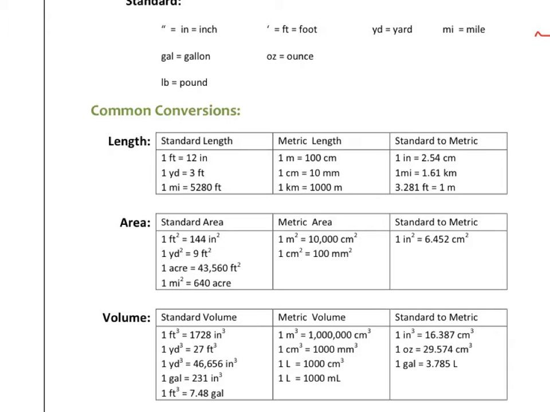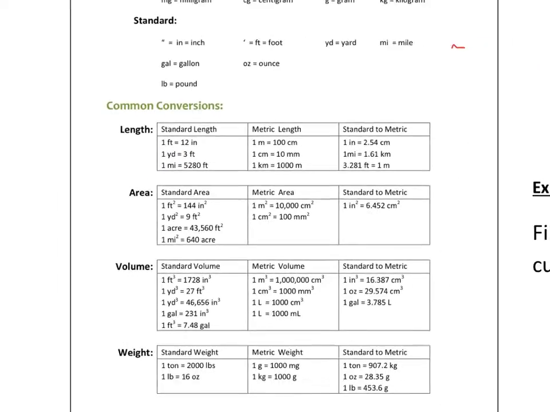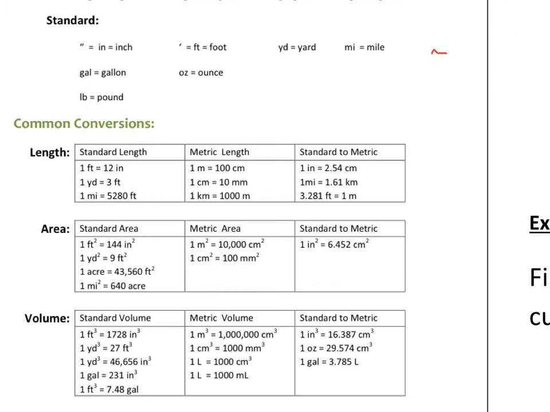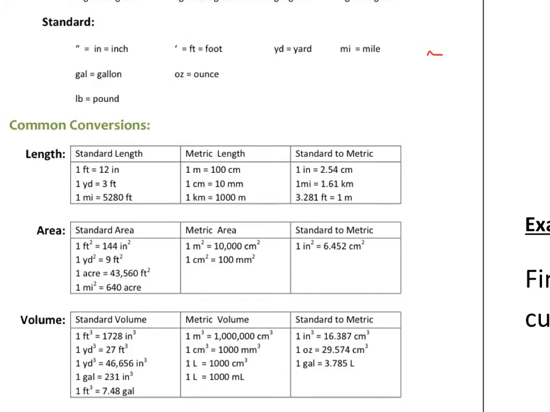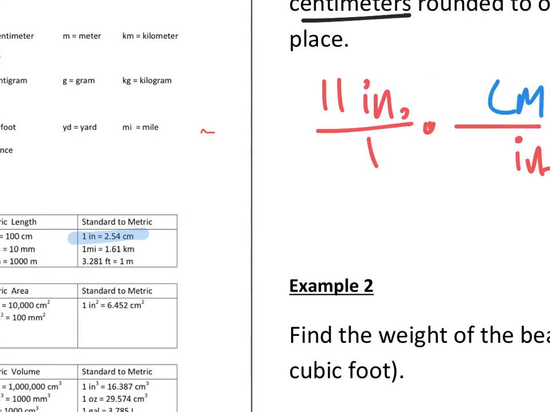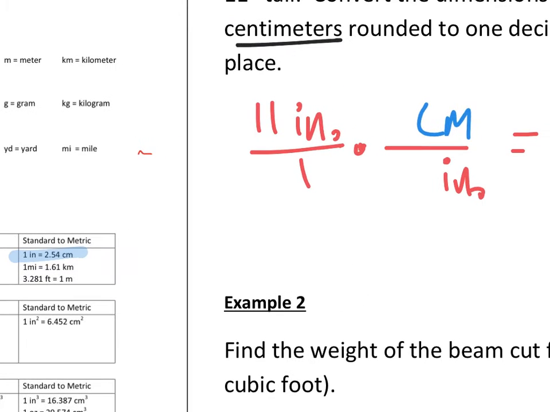So, centimeters to inches. Well, let's look. This is a length thing. Here are some relationships. Now, this page is in the back of your book, page 132. We notice that 1 inch is the same as 2.54 centimeters. That's the conversion we want to use. 1 inch is approximately equal to 2.54 centimeters. So we're going to come over here, and we know that 1 inch and 2.54 centimeters is the same.